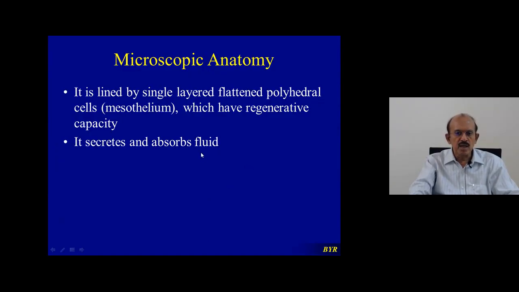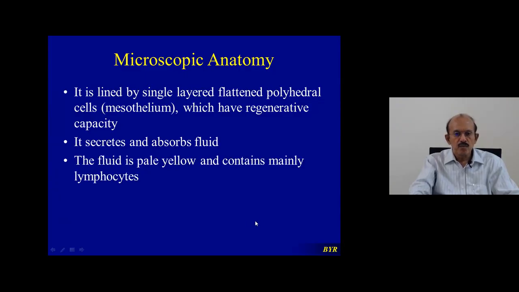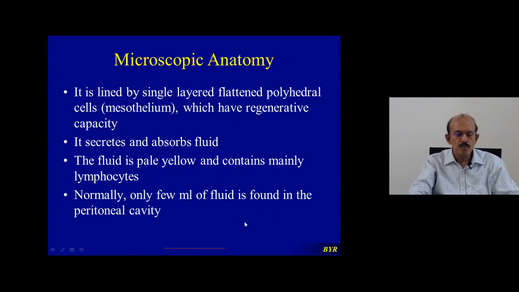The peritoneum secretes and absorbs fluids. The fluid is pale yellow and contains mainly lymphocytes. Normally, only a few ml of fluid is found in the peritoneal cavity, because continuously the peritoneum secretes fluid and absorbs the fluid. The fluid is not static. Then why is fluid secreted? For lubrication of the bowels. The bowels should be moist so that they undergo peristaltic activity without any problem. So for that reason, they are always moistened.